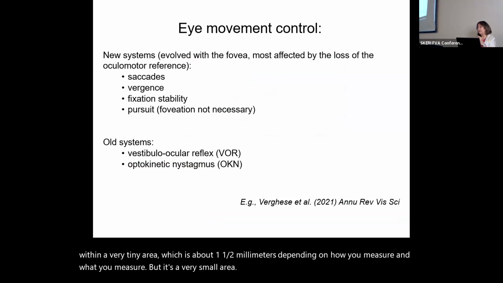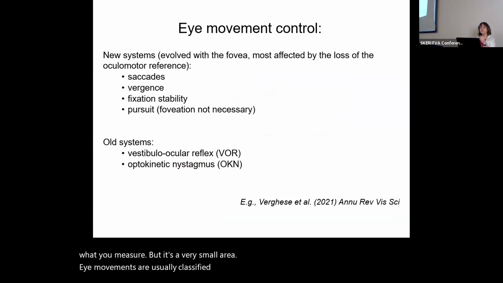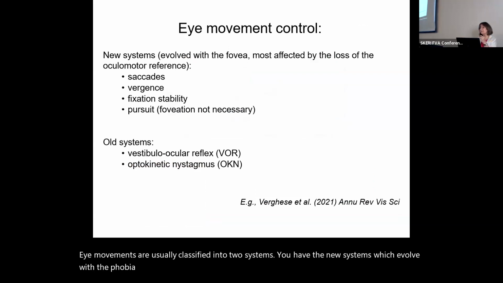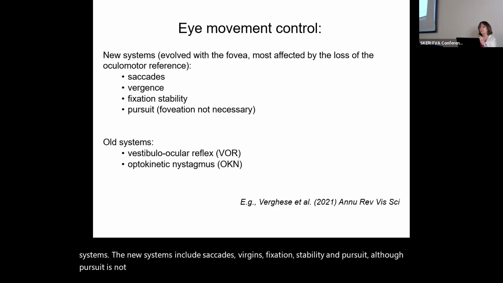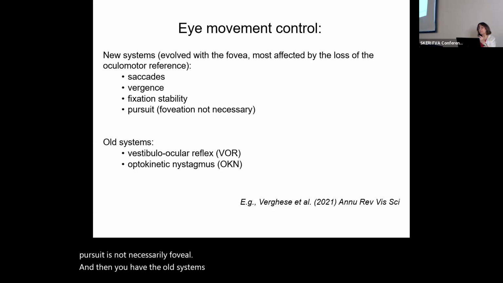Eye movements are usually classified into 2 systems. You have the new systems, which evolved with the fovea and are most affected by the loss of the oculomotor reference, and the old systems. The new systems include saccades, vergence, fixation stability, and pursuit, although pursuit is not necessarily foveal. And then you have the old systems, vestibular ocular reflex and optokinetic nystagmus.